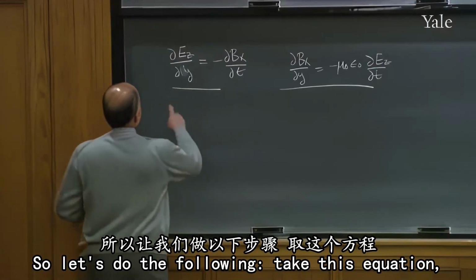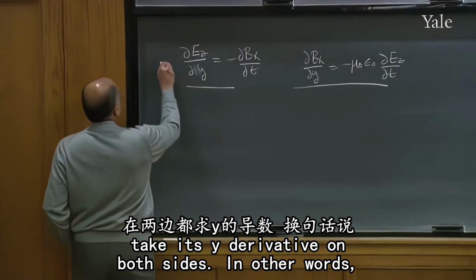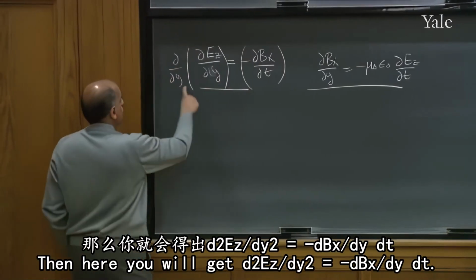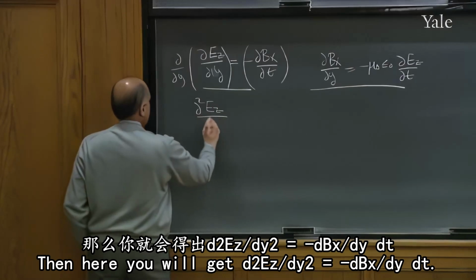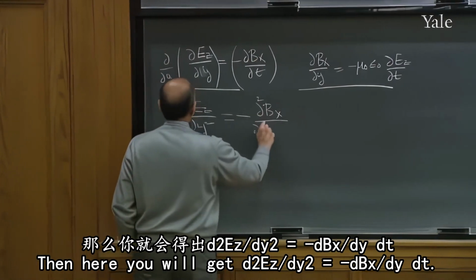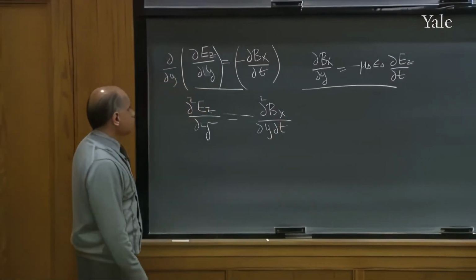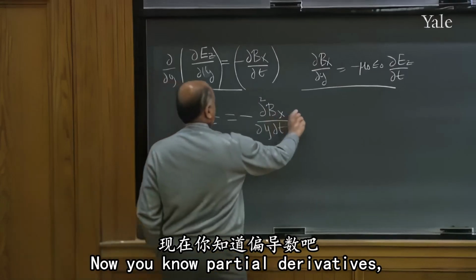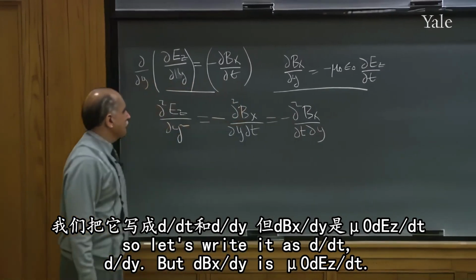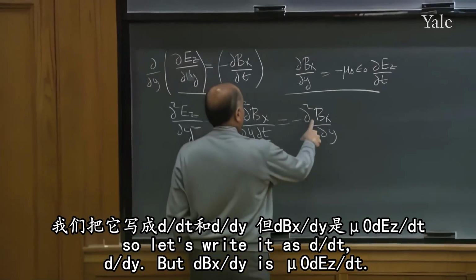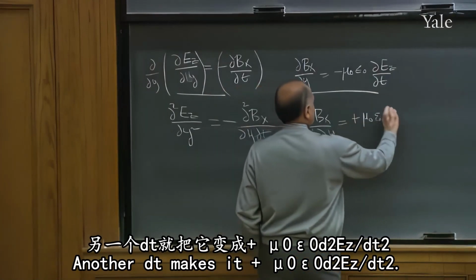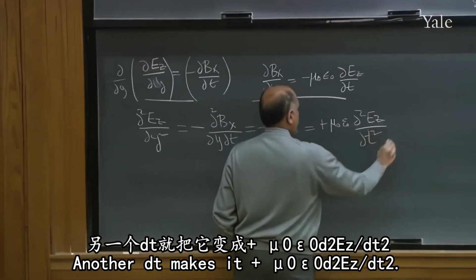So let's do the following. Take this equation, take its y derivative of both sides. In other words, I want to take the y derivative of this, and I want to take the y derivative of that. Then here you will get d2 Ez over dy squared is equal to minus d2 Bx over dy dt. Right? Now you know partial derivatives. You can take the derivatives in any order you like. So let's write it as d by dt, d by dy. But dBx dy is minus mu 0 epsilon 0 dEz dt. Another dt makes it plus mu 0 epsilon 0 d2 Ez over dt squared.